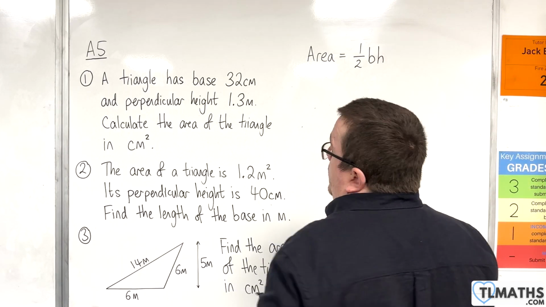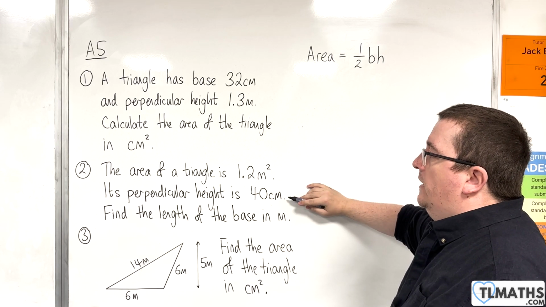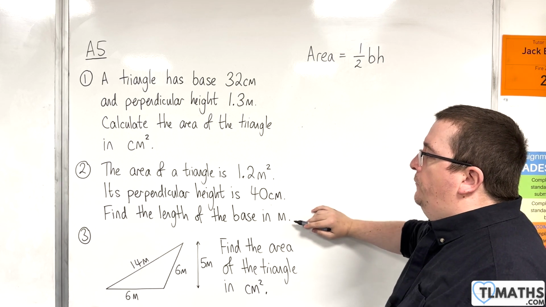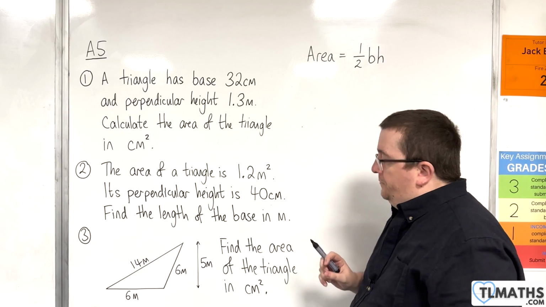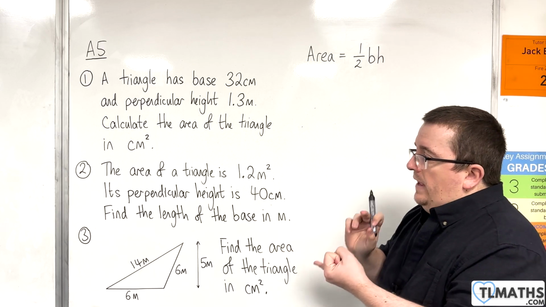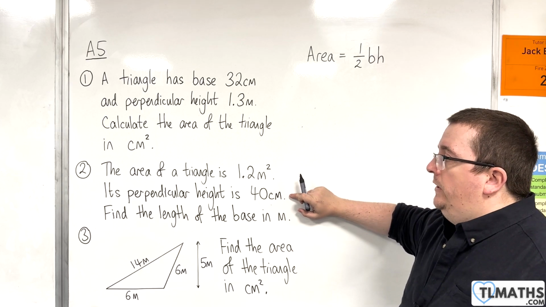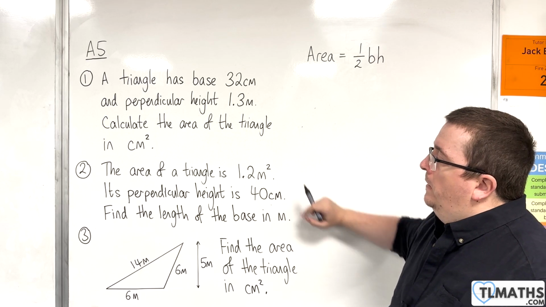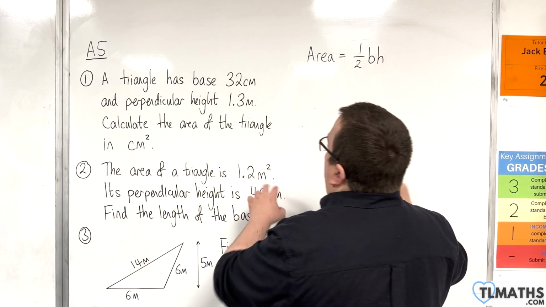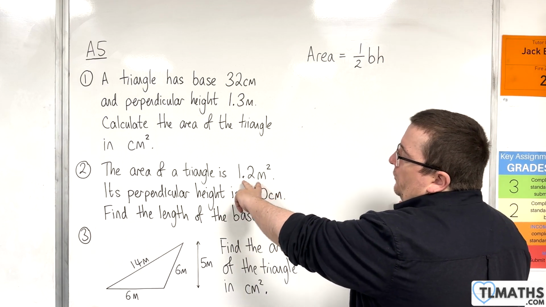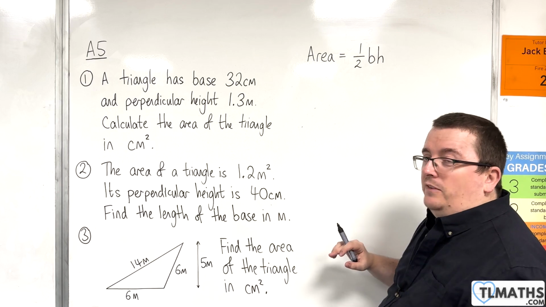So the second one: the area of a triangle is 1.2 square metres. Its perpendicular height is 40 centimetres. Find the length of the base in metres. Now, we know the area is in square metres, and we've got the height in centimetres, and we need to find the length of the base. So, because the area's in square metres, and we want to find the length in metres, it probably makes sense to convert everything into metres.